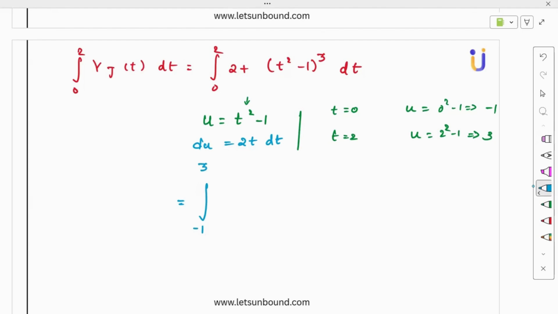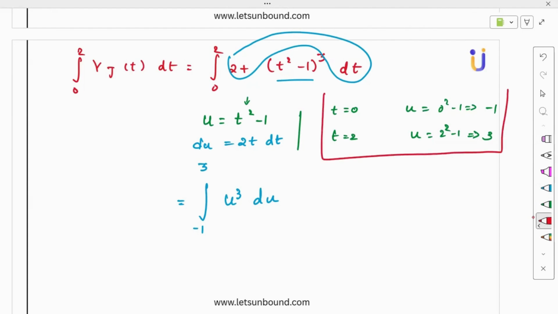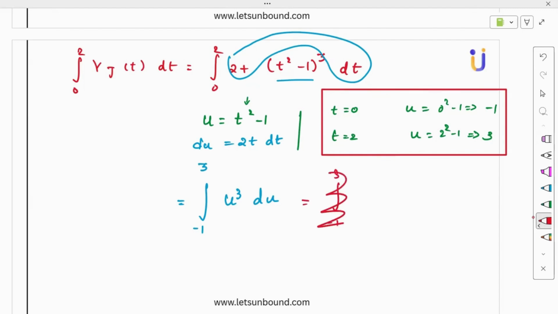Negative 1 to 3. 2t dt can be written as just du, and t square minus 1 can be written as u. So basically it's u cube du. Don't forget to change the limits into u as well. Now we need to integrate: u cube integrates to u power 4 by 4, just raise the power by 1 and divide by the new number. Minus 1 to 3, then plug in and solve.